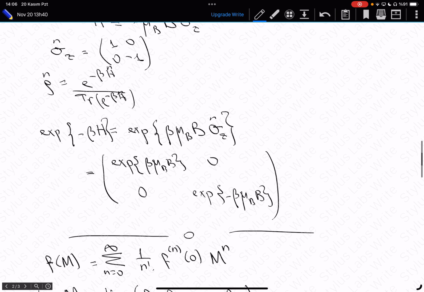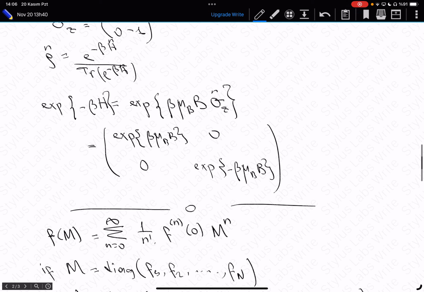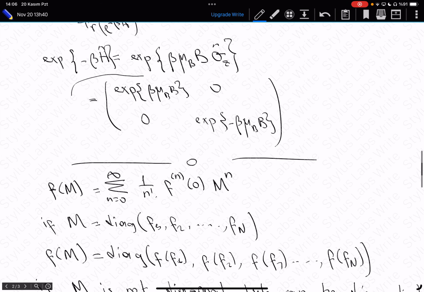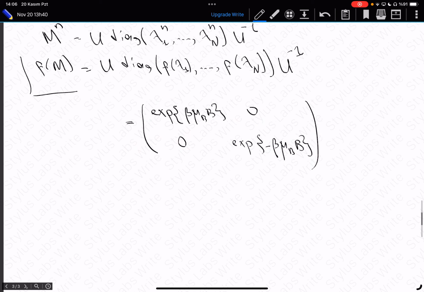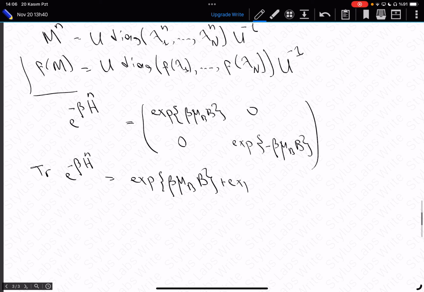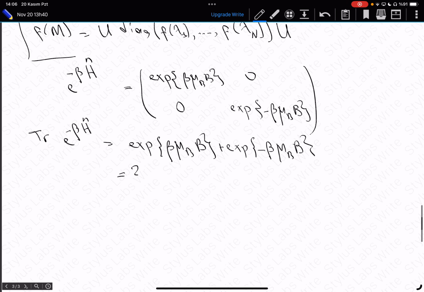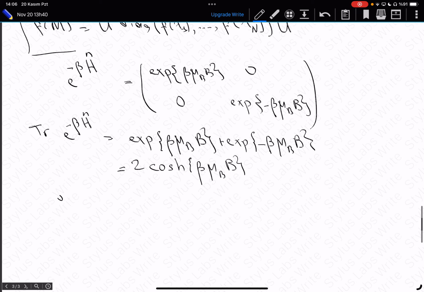Okay, so this is already diagonal, so taking the exponent is kind of trivial. So its trace is just exponent beta mu_B B plus exponent minus beta mu_B B, which is twice the cosine hyperbolic. So we know the density matrix.